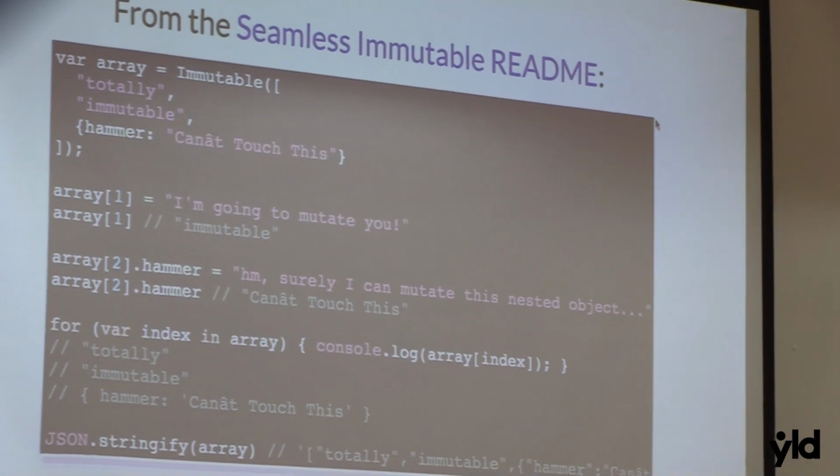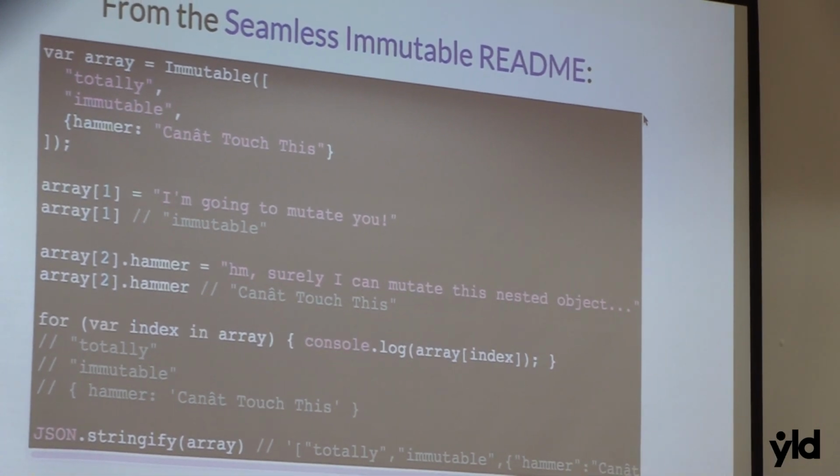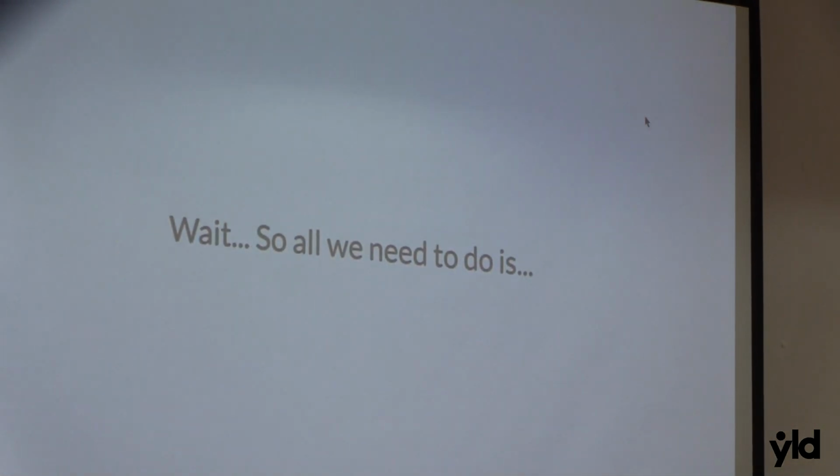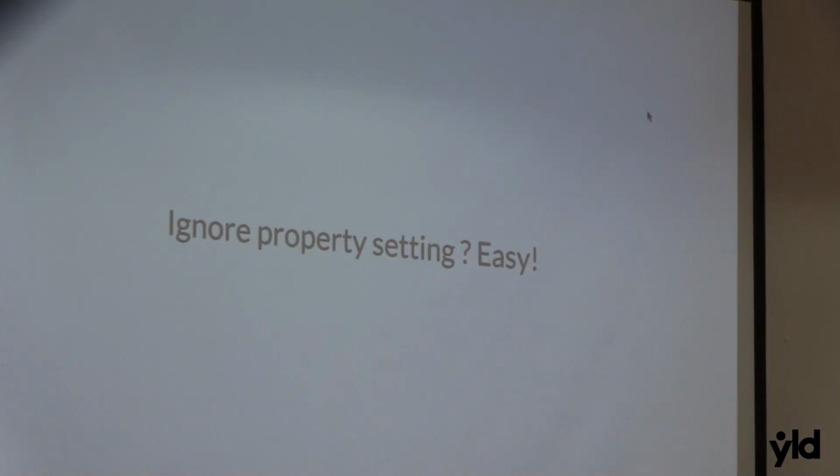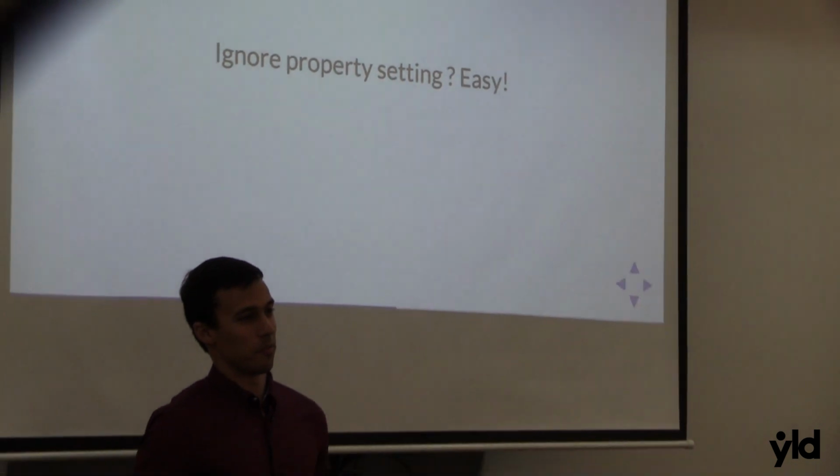So how would we implement this with ES2015 Proxies? This is an easy one. All we need to do is ignore property setting, right? When someone tries to set a property, you say, I'm not setting this property.